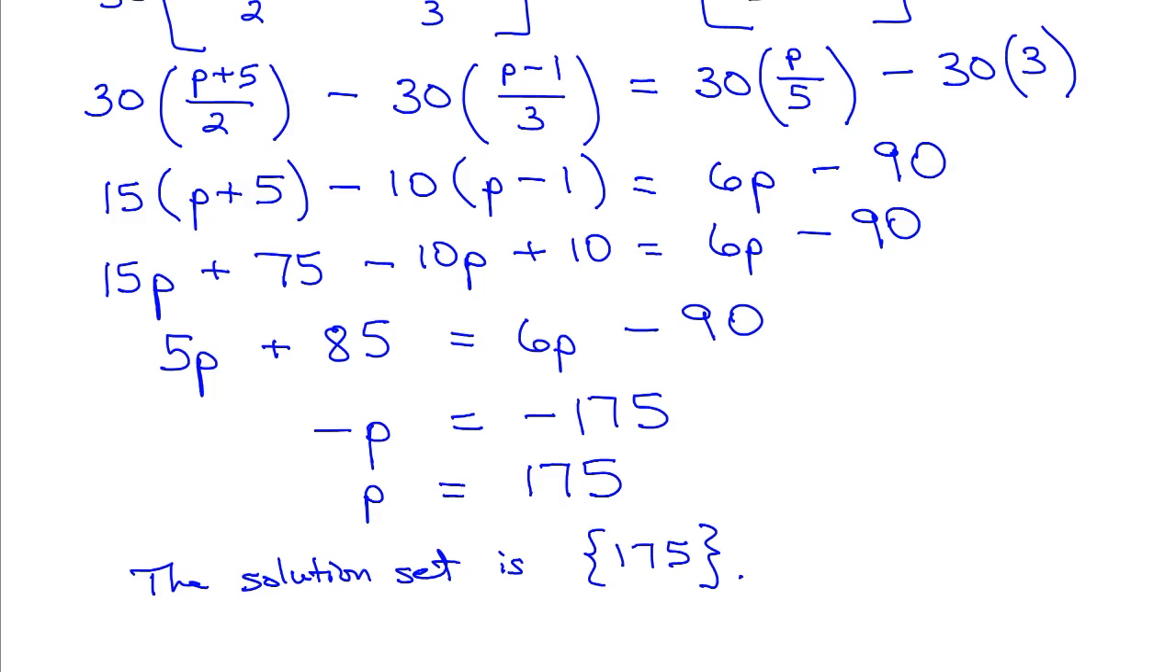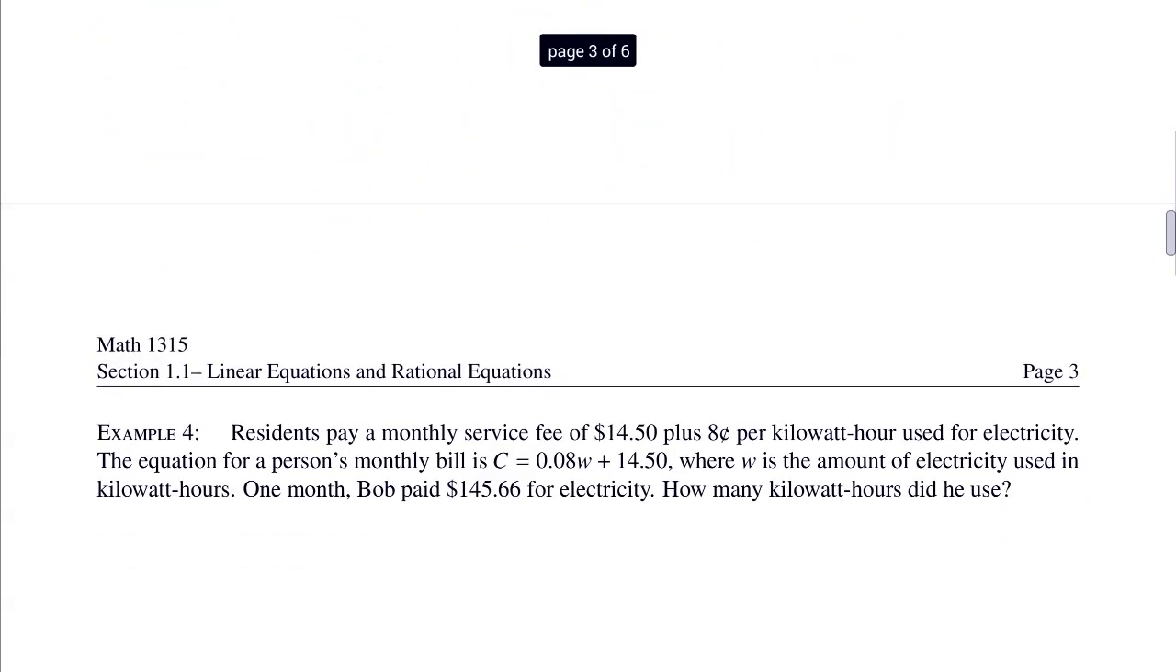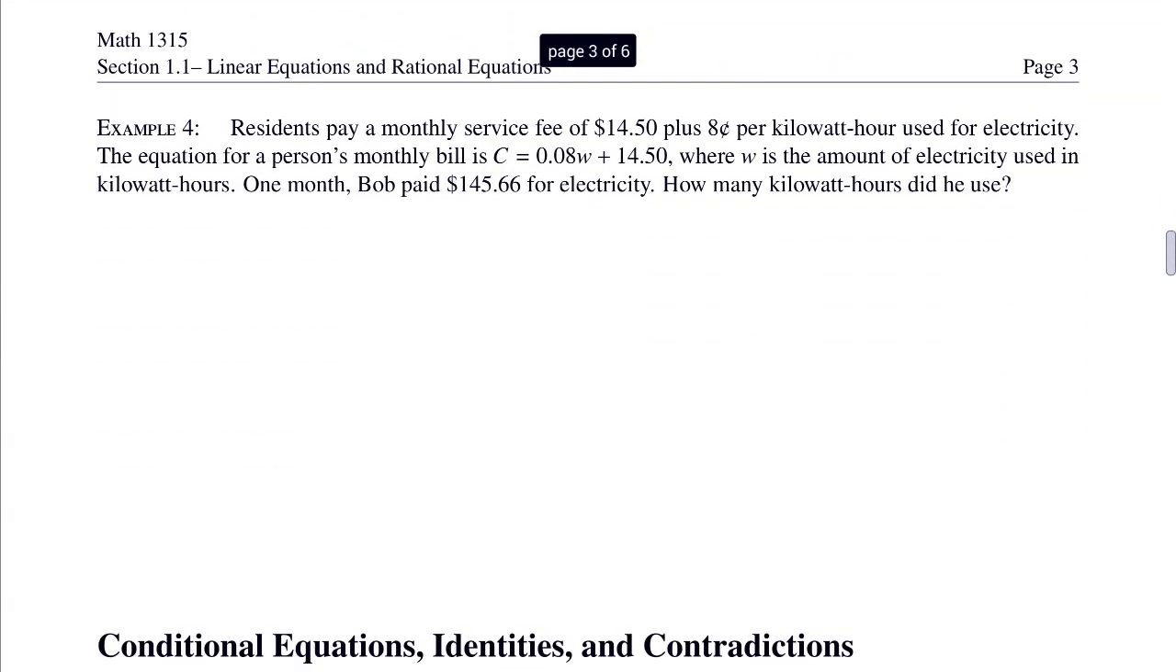Let's look at the next page in example 4. Residents pay a monthly service fee of $14.50 plus 8 cents per kilowatt hour used for electricity. The equation for a person's monthly bill is C equals 0.08W plus 14.50, where W is the amount of electricity used in kilowatt hours. One month, Bob paid $145.66 for electricity. How many kilowatt hours did he use?